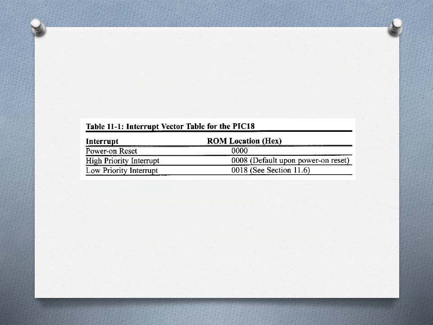This is an example, a table which denotes the interrupt vector table for the PIC 18. You can see the power on reset is at location 0000, whereas the higher priority interrupt is at 0008 and the lower priority interrupt is at 0018.